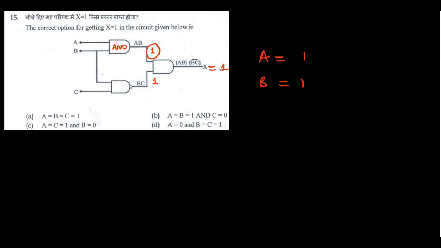So B is already coming as 1 here. Then what about C? C has to be 0. If both the inputs are 1, the NAND gate will give 0, but we need 1. So C equals 0. So what is the right option? A equal to 1, B equal to 1 and C equal to 0. Option B is the right answer.